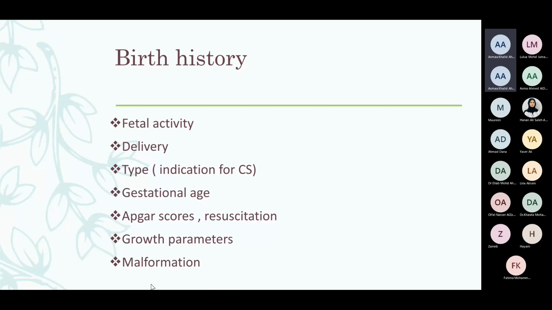Now you go to the baby himself, the birth history. How was the baby's activity? Fetal activity, usually noted during the antenatal scan. How was the delivery? Was it cesarean? Was it normal delivery? What type of delivery was it? Then the gestational age, how was the Apgar score, did the baby require any resuscitation, and how were the growth parameters?